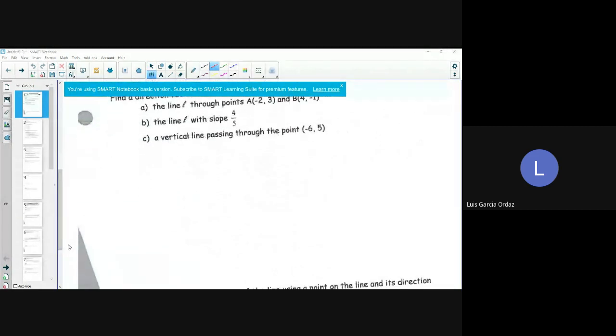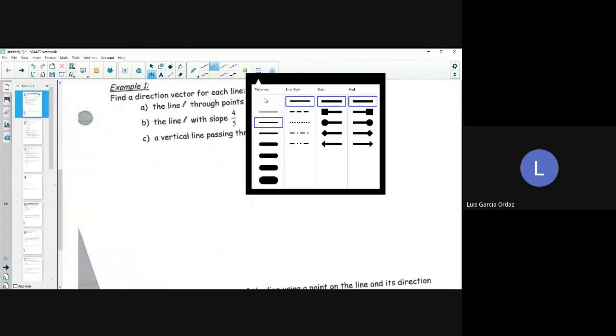So example 1, I want to find the direction vector for the following lines. For A, we have the line through the points -2 and 3, and through 4 and -1. So I'm going to have my line. I'm going to draw my point A, which is -2 and 3. So this is going to be A. B is 4 and -1. So my line is going to go through here.